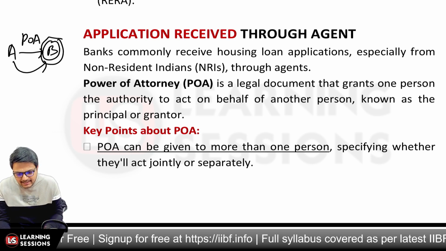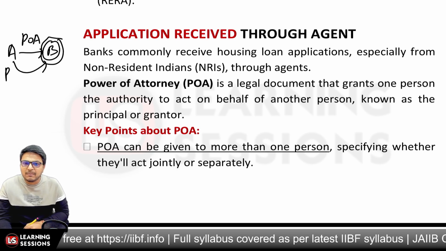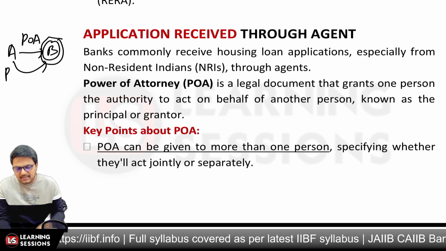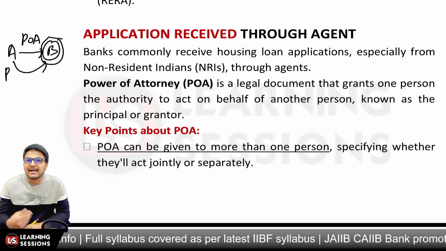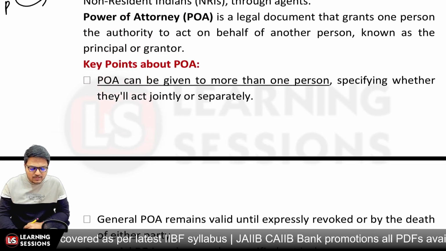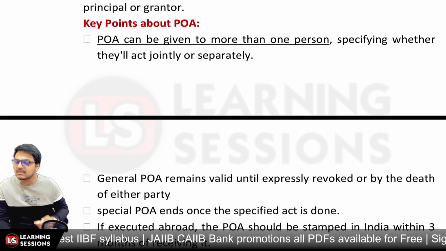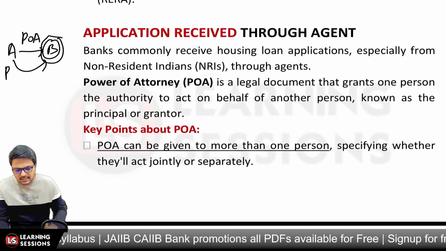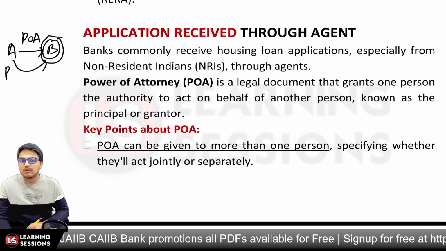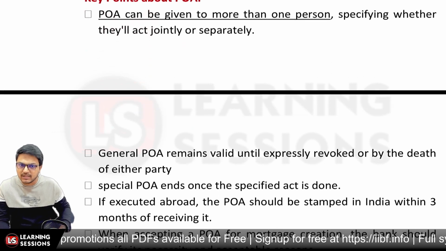Okay, so A is the principal, or grantor, and person B is the agent who will be working on behalf of person A, right? So let's understand the key points related to power of attorney. Power of attorney can be given to more than one person also. It's not the case that it can only be given singularly. It can be given to multiple persons, A, B, C altogether, jointly or separately.